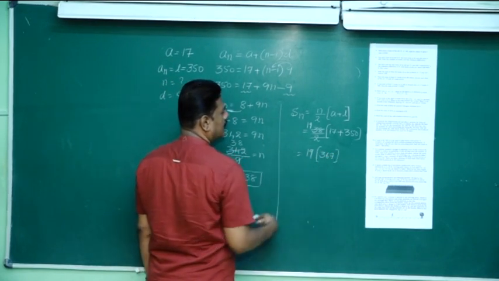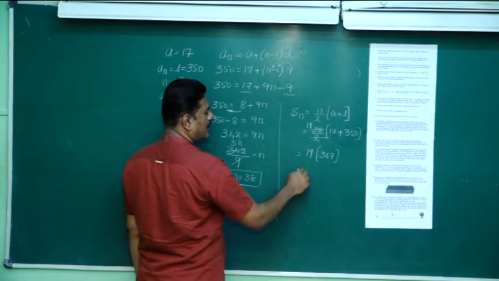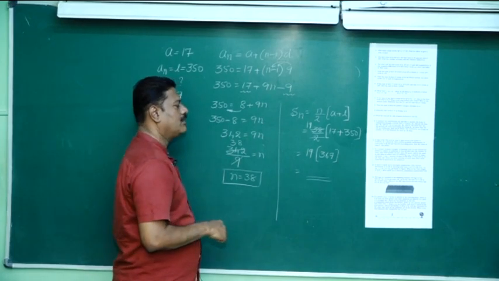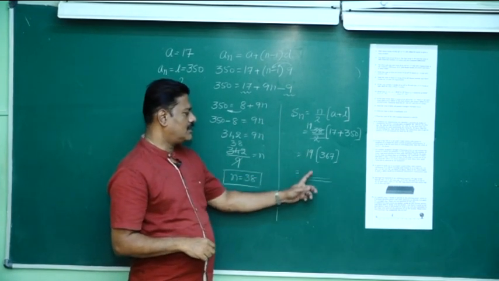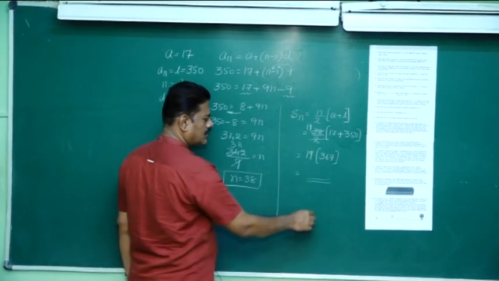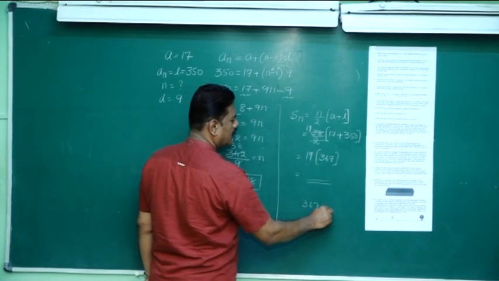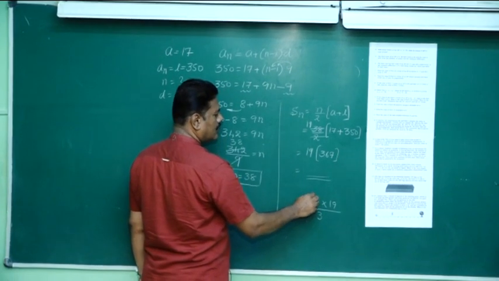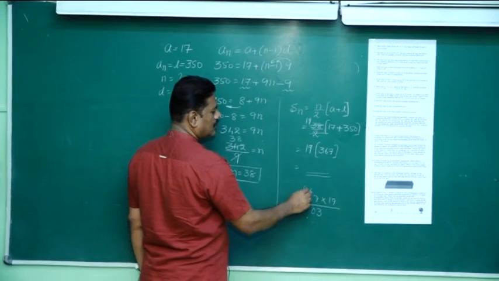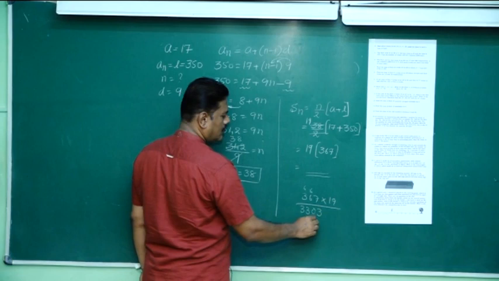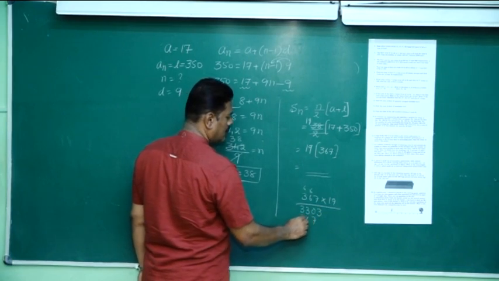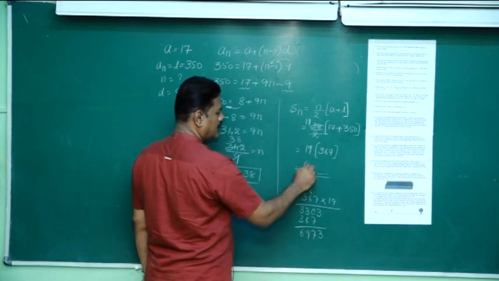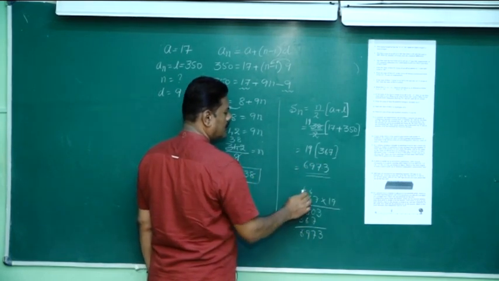I will leave for you to multiply and keep. You multiply 19 into 367, or let me do it. So 367 into 19, 9 sevens are 63. So you will get 6973. So that is the sum of the n terms of the given arithmetic progression.